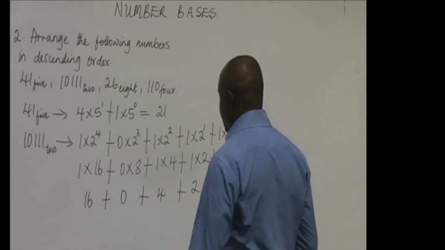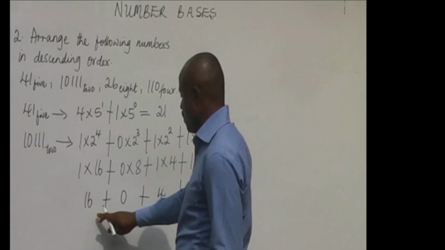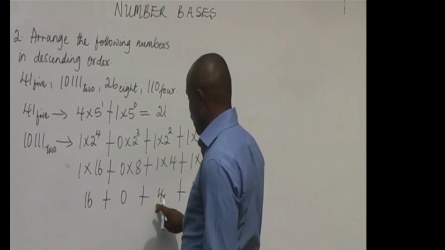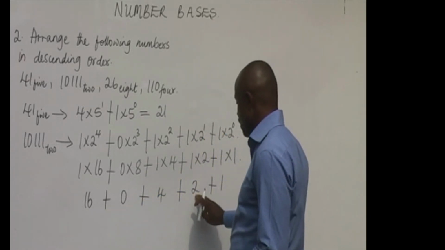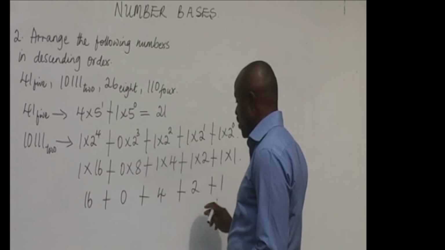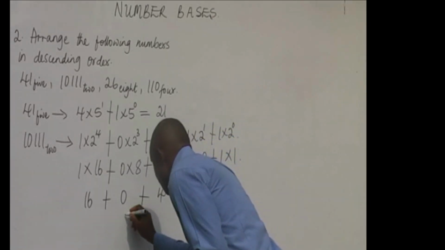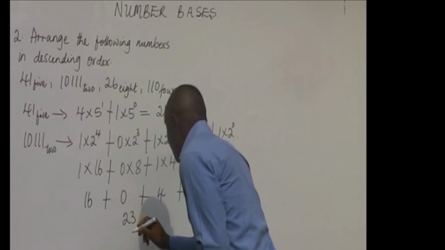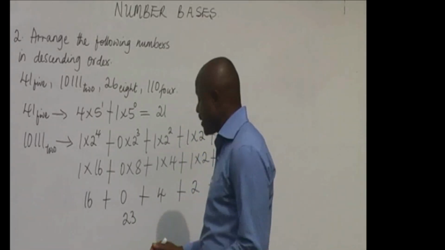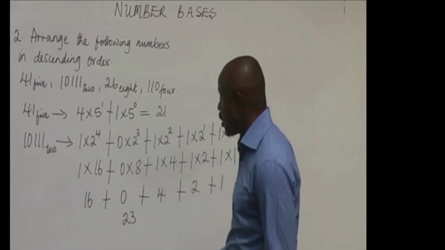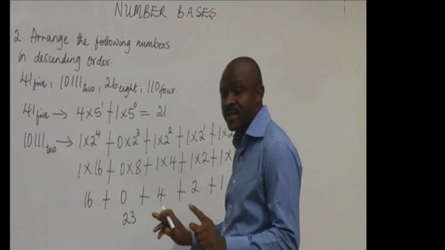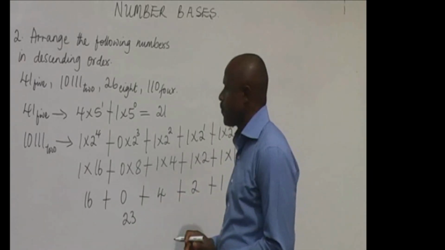The next thing we do now is to add. 16 plus 0 is 16. Plus 4 is 20. Plus 2 is 22. Plus 1 is 23. So that means the value we have here is 23 base 10. But you don't write the base 10. As long as there is nothing written on it, that means it is in base 10.